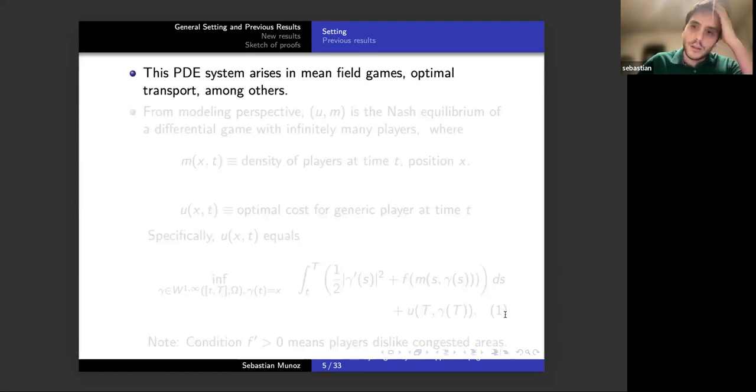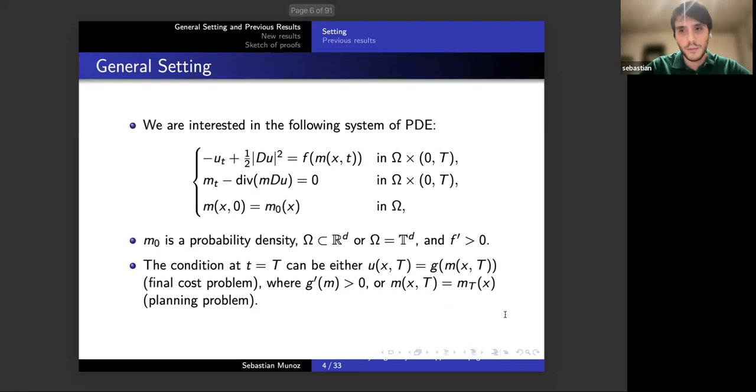So this system appears in mean field games. It also appears in optimal transport. The optimal transport setting is when you prescribe the initial and final densities. And actually, going back to this, when f is equal to zero and we have this prescribed final density, the solution is exactly the geodesics of the optimal transport between two densities with the usual quadratic cost. So this reduces to just the standard optimal transport when f equals zero, and we have the prescribed terminal density.